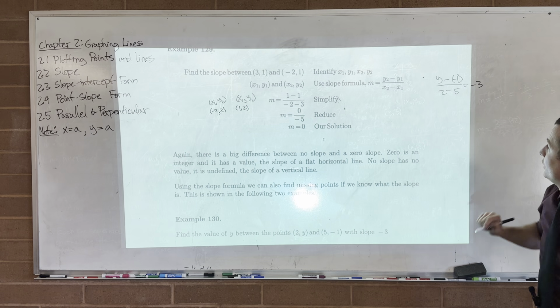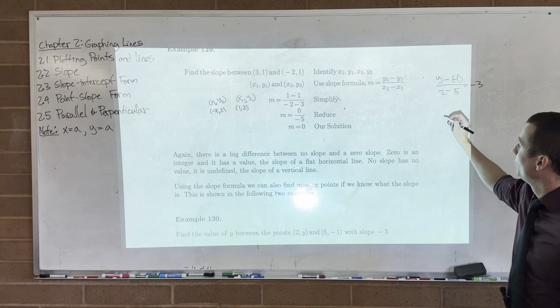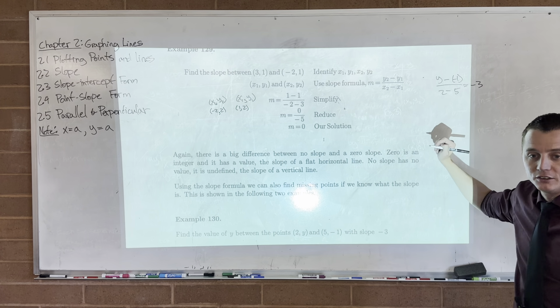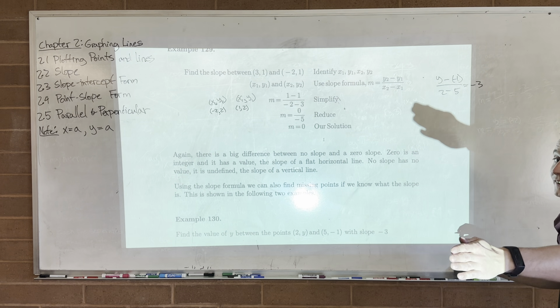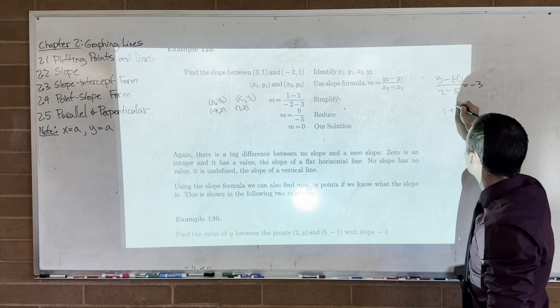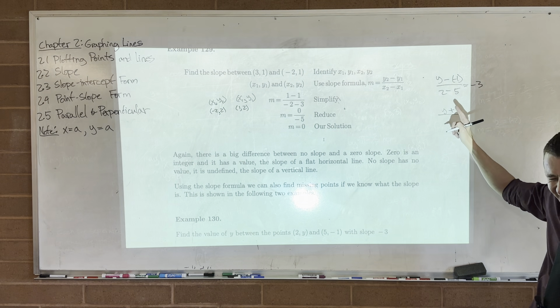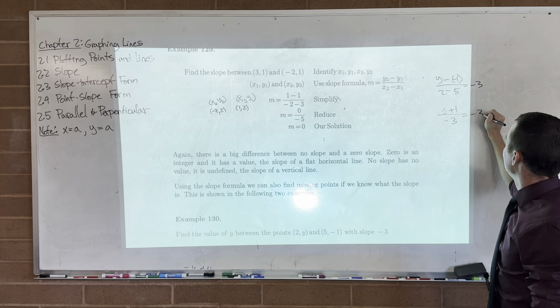What's y minus negative 1? If we subtract the negative 1 from y, that's the same thing as adding 1. So that becomes y plus 1. Okay. Y minus negative 1 is y plus 1. When you subtract the negative, that's the same as adding a positive. And this is equal to negative 3.